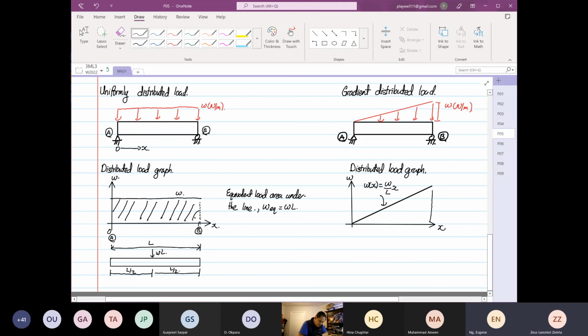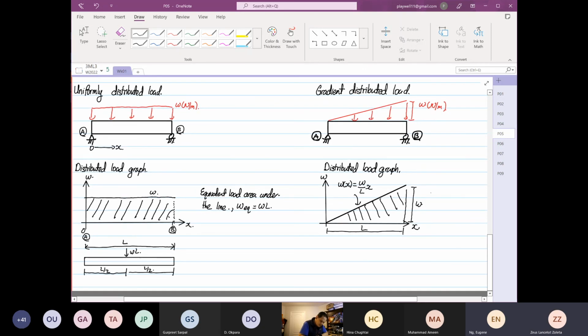The equivalent load again is the area under the curve. It's a triangle, so we know the distance from here to here is L, and the height from here to here is omega. So the omega equivalent is equal to half times omega times L, so omega L over 2.